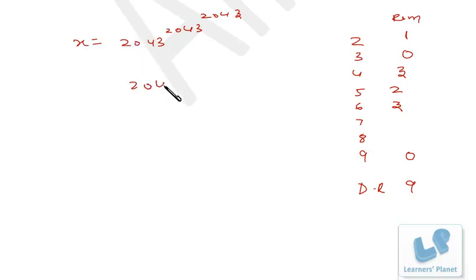See 2043. What is the divisibility rule of 7? From the last three digits, you need to deduct the first three digits, right? So here we just have to deduct 2. So 43 minus 2 is 41. That means this number is not a multiple of 7, right? Because 43 minus 2 is 41, and that is not a multiple of 7, right?